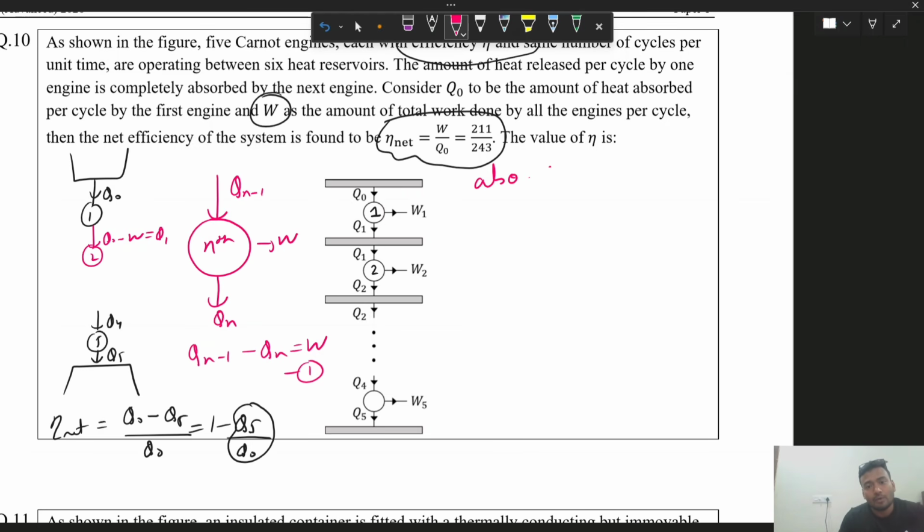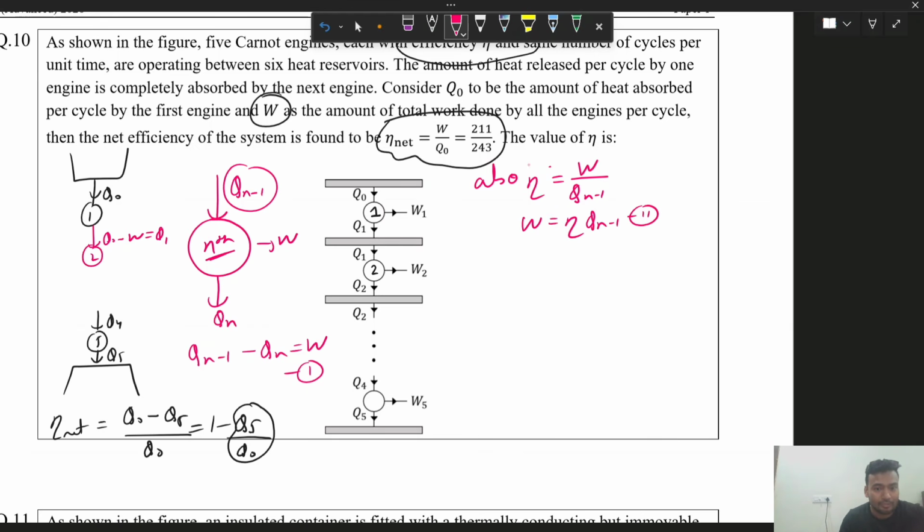Also, if I talk about eta of any one of the engine, they all have same efficiency and they are all doing same work. So if I talk about this nth engine, its efficiency is eta. It is doing W work, and what is the intake for it? Qn minus 1. This is the intake beta, right? So work done is eta Qn minus 1. This is equation number 2.